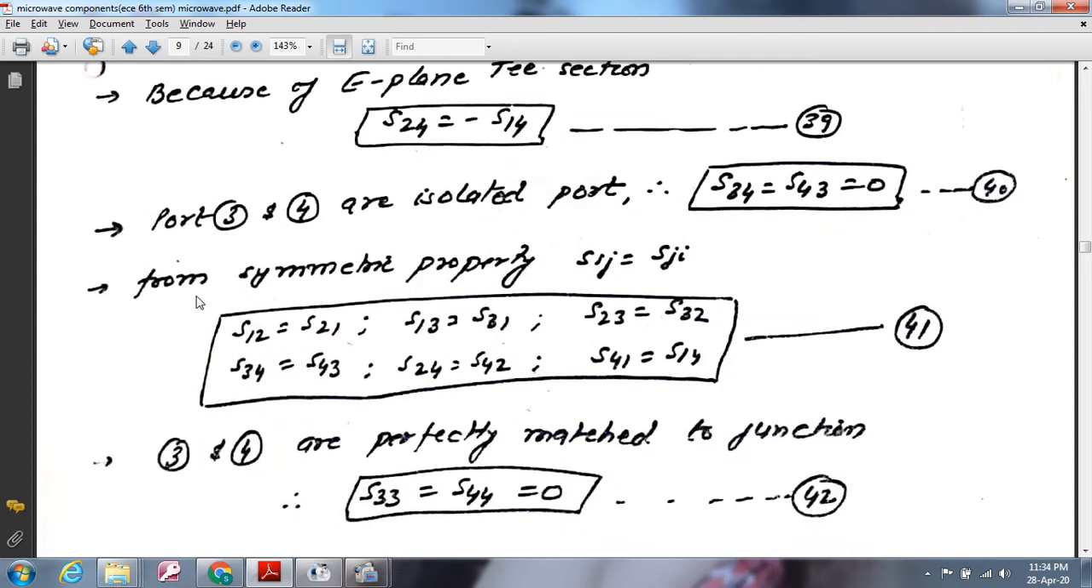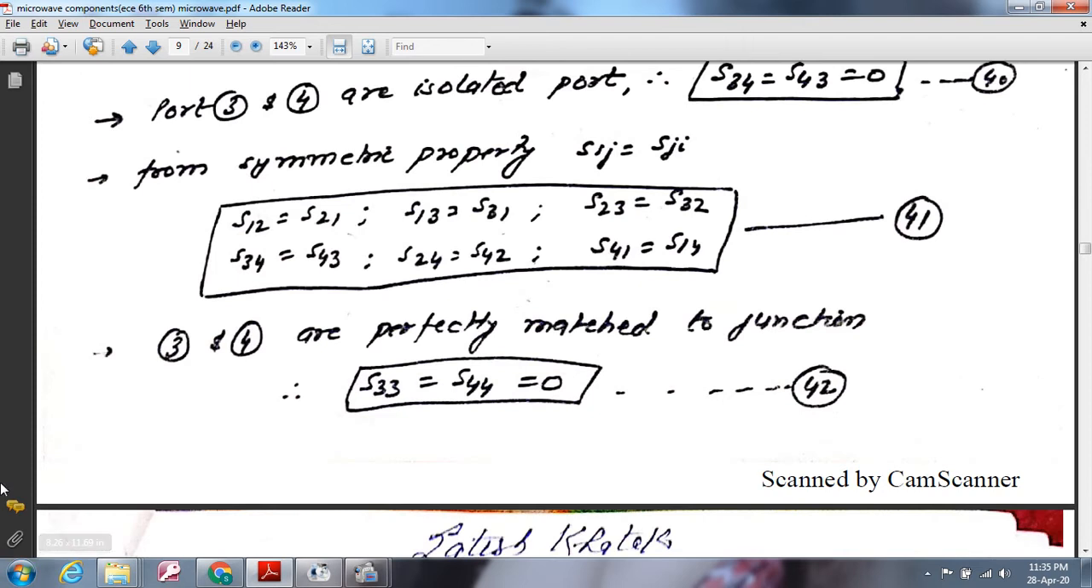Now from the symmetrical property of the S matrix, which says S_ij equals S_ji, if we apply this property to our magic T, then we will get the results S12 equals S21, S13 equals S31, S23 equals S32, S34 equals S43, S24 equals S42, and S41 equals S14. This is equation number 41.